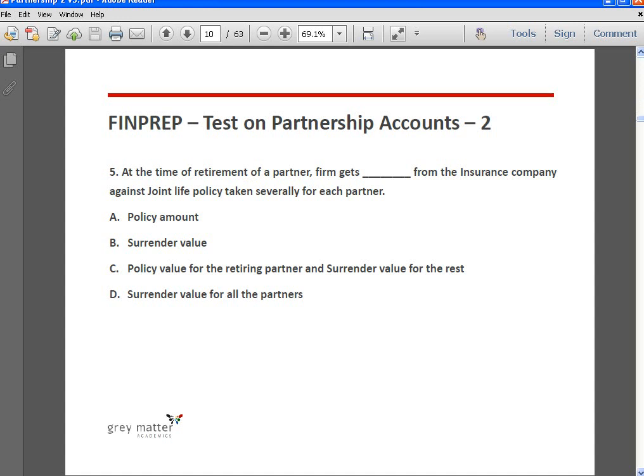Next, at the time of retirement of a partner, the firm gets dash from the insurance company against joint life policy taken severally for each partner. Okay, so here the options are A, policy amount, B, surrender value, C, policy value for the retiring partner and surrender value for the rest, D, surrender value for all the partners. Okay, so here the firm gets the surrender value for all the partners, so D is the answer.